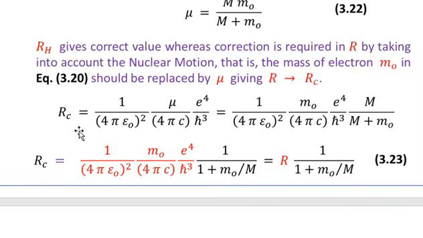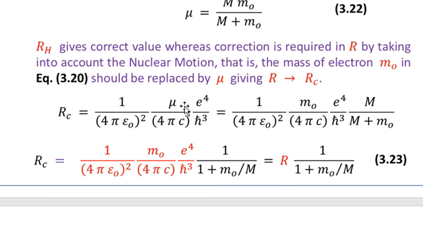So you see that RC will be equal to 1 over 4 pi epsilon naught raised to power 2 multiplied by mu. Here I have replaced the value of m0 by the value mu. The rest of the quantities are the same: mu divided by 4 pi c, and then multiplied by a factor which contains e to the power 4 divided by h cube.